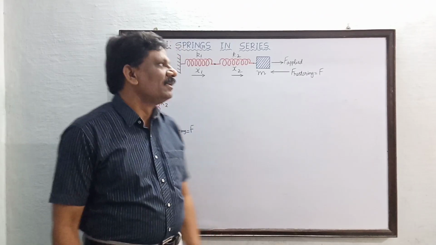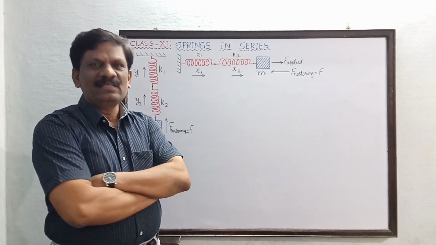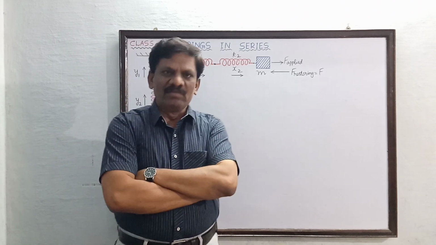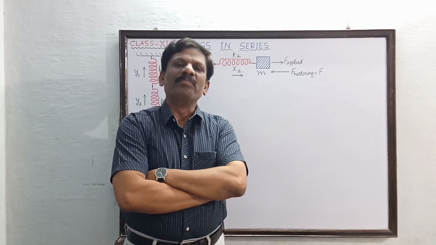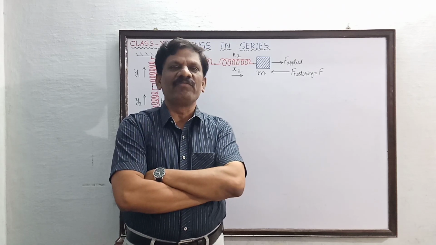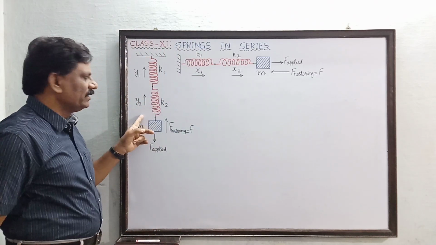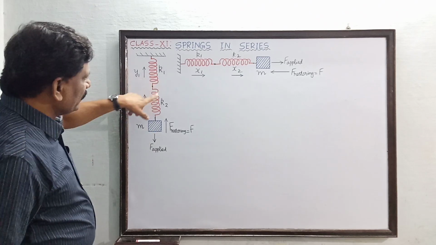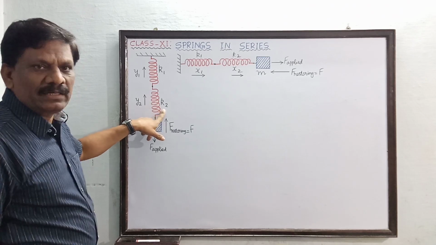Hi students, today we are going to connect two springs in series and we want to find the expression for the effective spring constant, the period of oscillation and the frequency of oscillation. Now in this picture you can see two springs whose individual spring constants are K1 and K2.